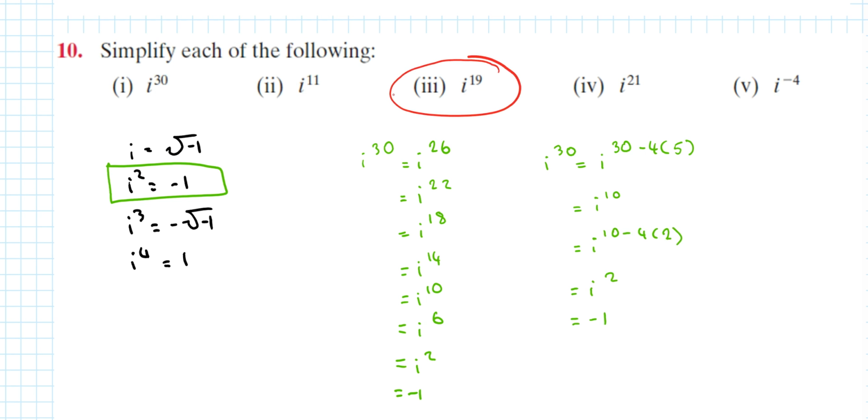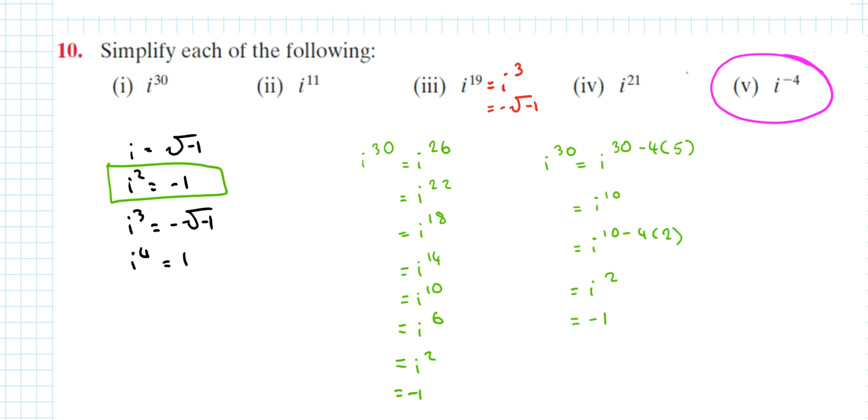So you're just subtracting 4 from the power, and it's the same. Again, you could type that into your calculator, or you could go 19 on your calculator, minus 4 is 15, minus 4 is 11. Keep hitting minus 4 now, and you get that's the same as i to the power of 3. i to the power of 3 is minus the square root of minus 1.